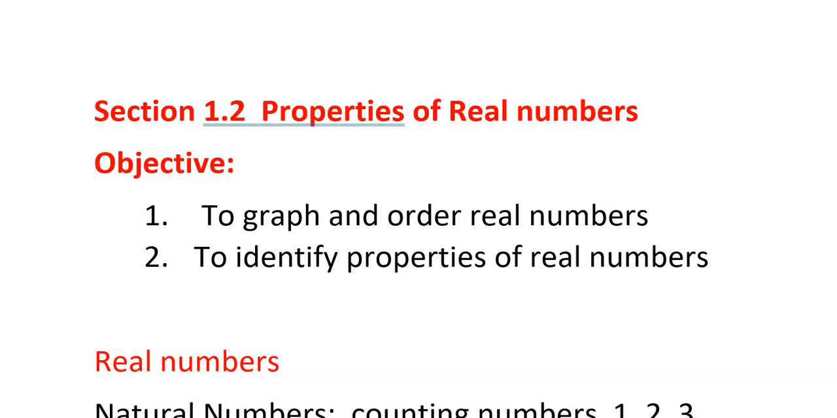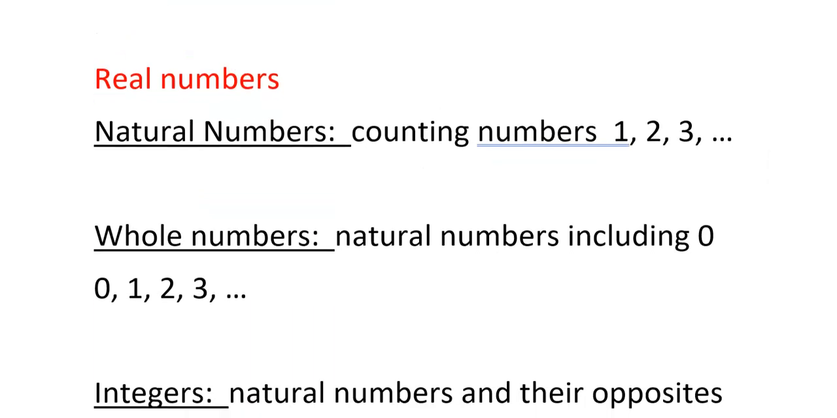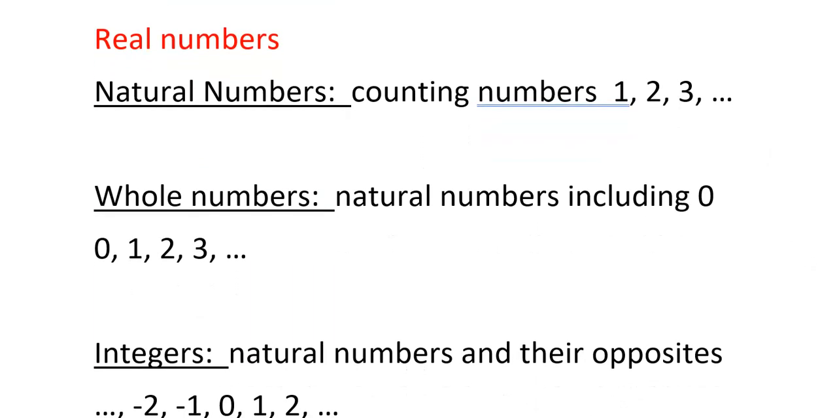Section 1.2, Properties of Real Numbers. Our objective here today is to graph and order real numbers and to identify properties of real numbers. If you don't remember all of the different types of numbers, you might want to write these down. You can't necessarily use them on a test, but just to look back and use them on quizzes or daily assignments would be great. The first set is the natural numbers.